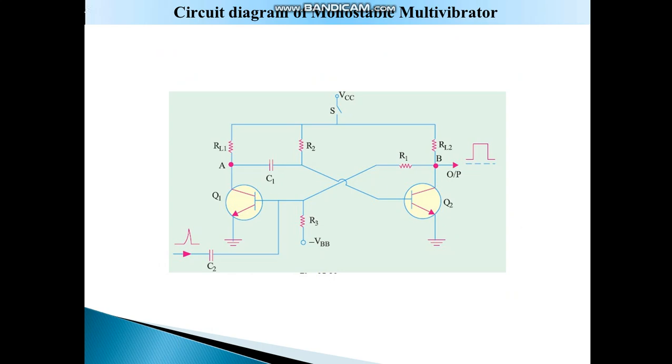This is the diagram for the monostable multivibrator. Here Q1 and Q2 are the two transistors. These two transistors are identical transistors, C1 and C2 are the capacitors, and R1 and R2 are the voltage divider resistors.